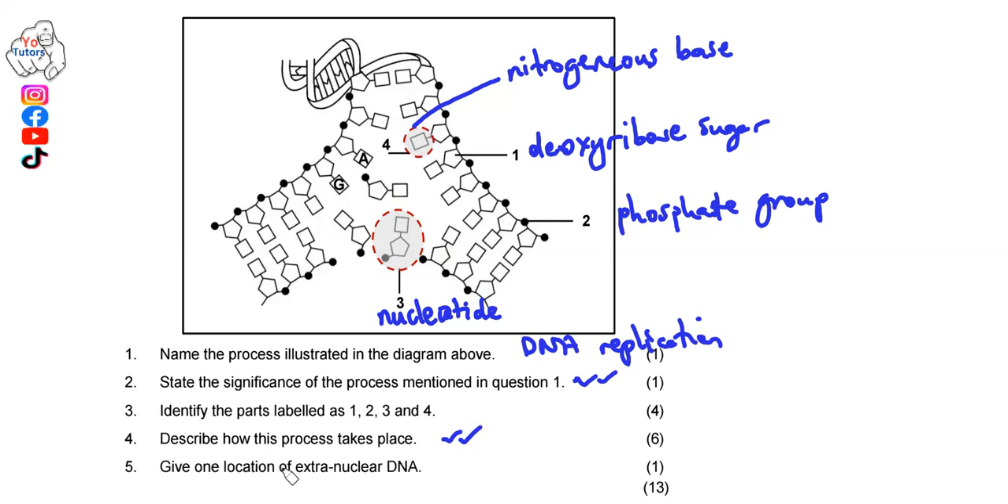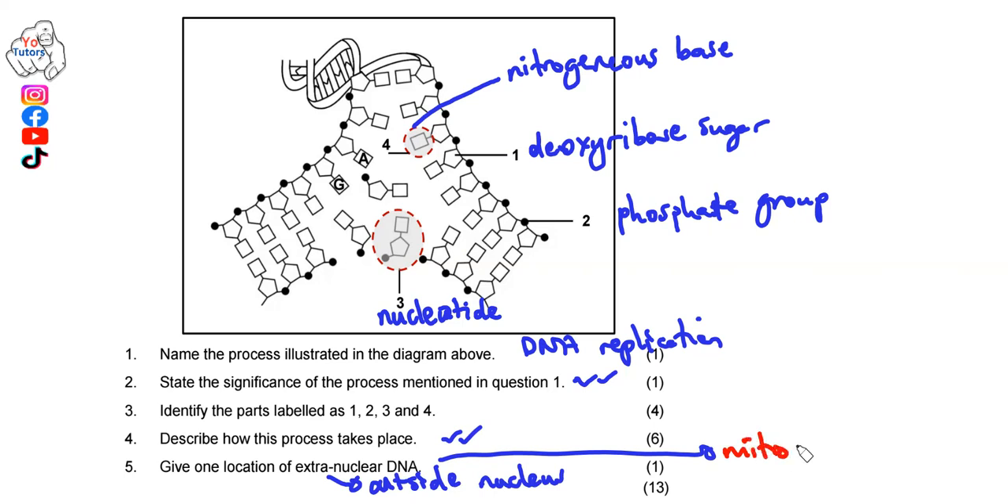Okay, now give one location of extra nuclear DNA. When you're saying extra nuclear DNA, it's outside the nucleus. So where do we find DNA outside the nucleus? It's actually the mitochondria, so the answer there is mitochondria. You can also talk of chloroplast, because here they didn't specify whether it's a plant or animal cell.